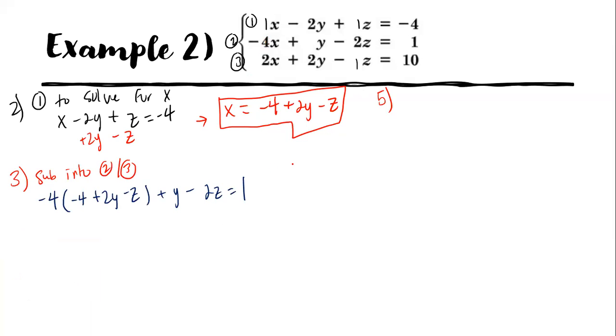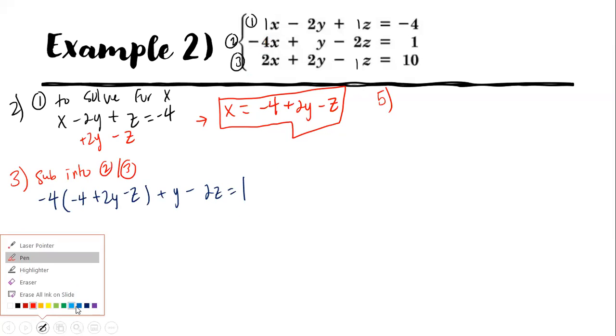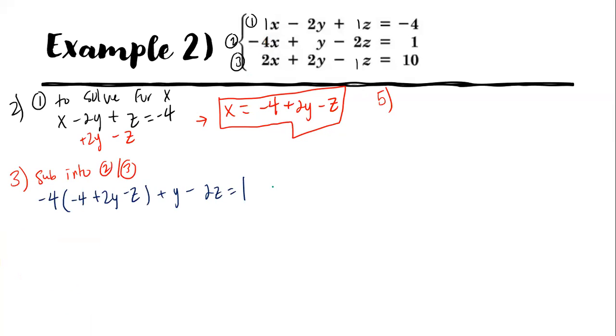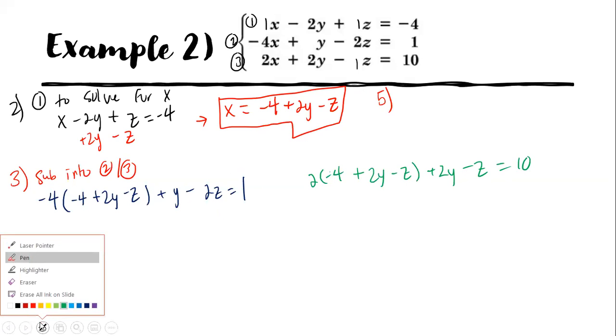And then the other that I'm substituting into is 2 times (-4 plus 2y minus z) plus 2y minus z equals 10. I think I got everyone in there where they're supposed to be. And now I'm going to clean these up. So I'm going to simplify.